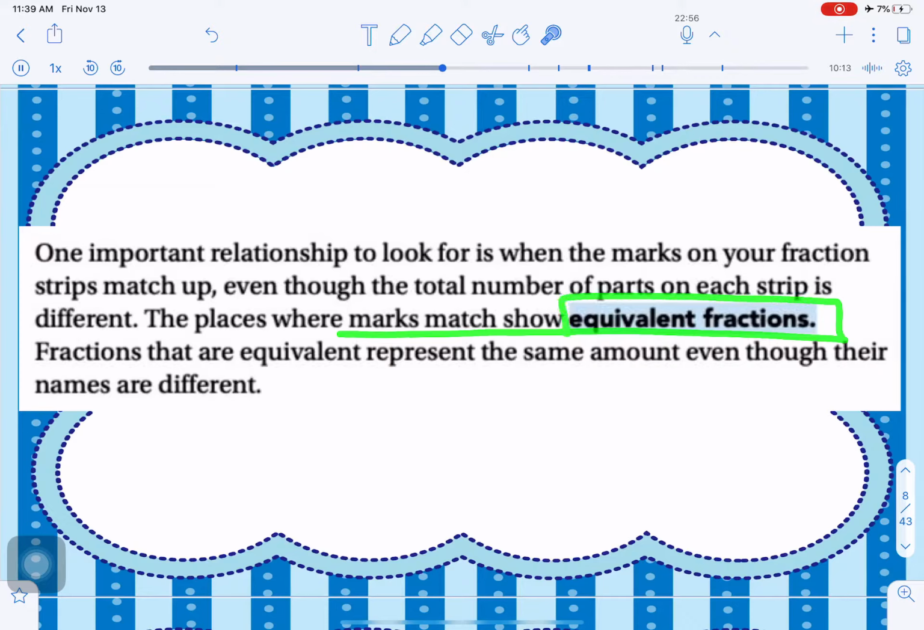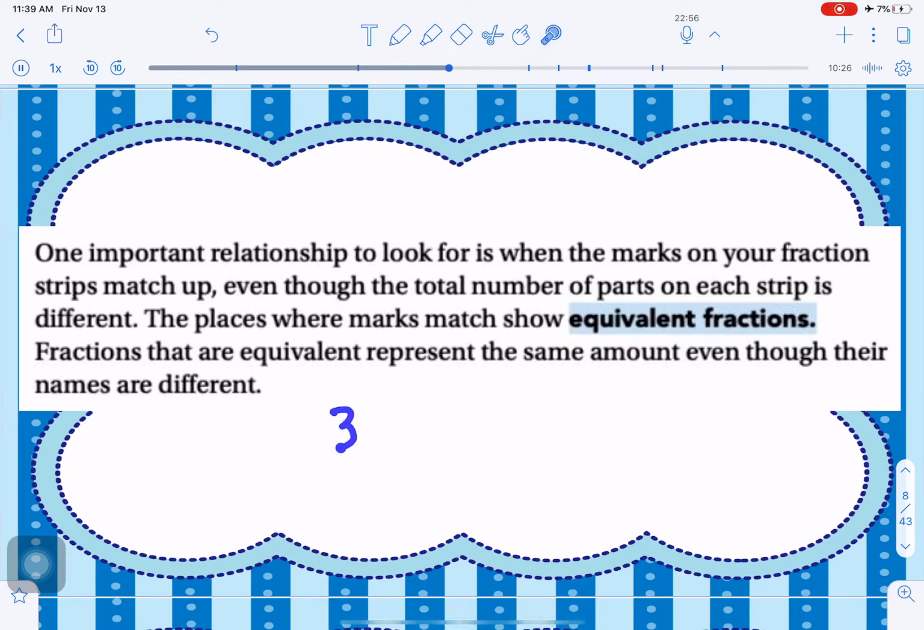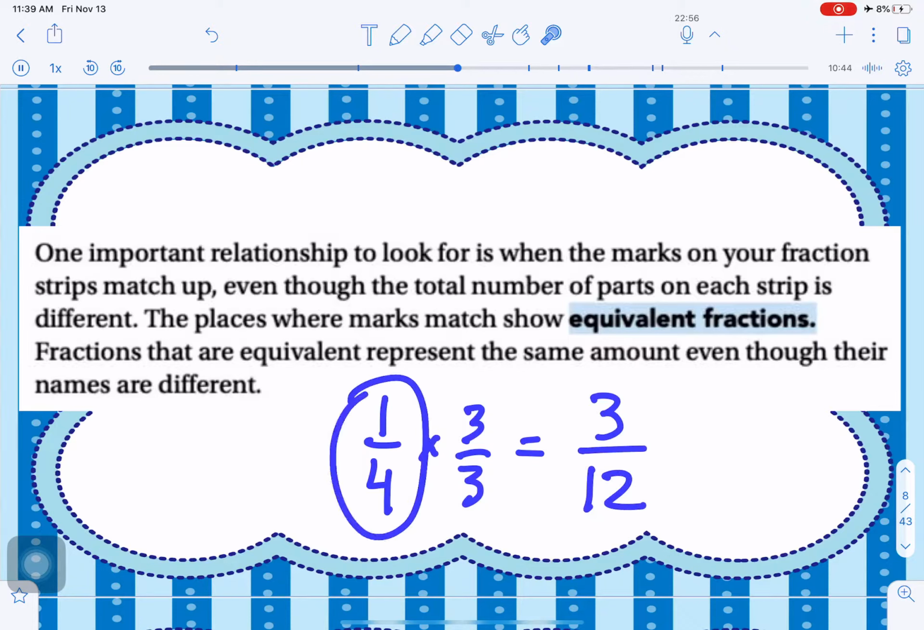Even though the total number of parts on each strip is different, the places where the marks match show equivalent fractions. Okay, we talked about equivalent ratios in the last lesson, and we were able to see that when you multiplied by certain numbers, sometimes if you just multiplied by 2 or divided by the GCF, you would get equivalent ratios. You're going to see that it's very similar with fractions, but now these fractions that are equivalent represent the same amount, even though their names look different. So you'll see that the fractions will look different, but they will equal the same amount.